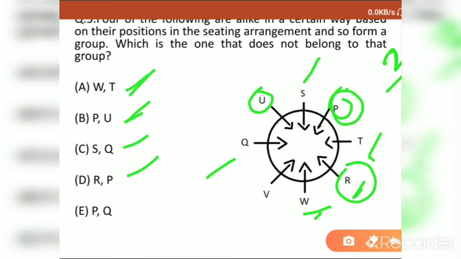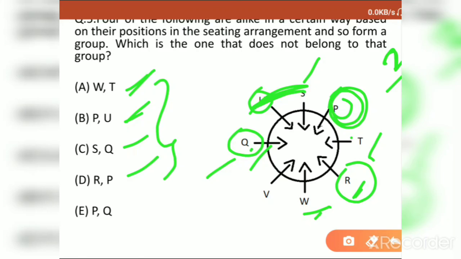P and Q. 2 persons are there, right? Until now, only one person is sitting between them. For this option, there are 2 persons sitting between P and Q. And the answer will be third right. So this option is different. So this will be your answer.